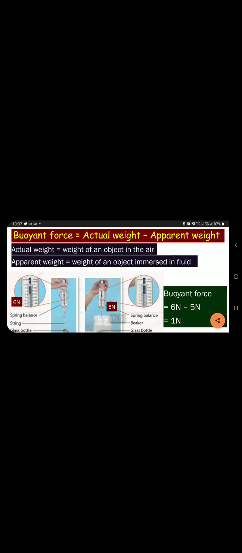Okay, buoyant force equal to actual weight minus the apparent weight. Okay, apparent weight ni adalah weight yang apabila kita letak sesuatu objek di dalam air. Okay, so maksudnya untuk actual weight ni, maksudnya sebelum objek tu dimasukkan ke dalam air, itu adalah dia punya actual weight. Tapi bila kita letak objek itu di dalam air, okey, dia akan menunjukkan apparent weight.